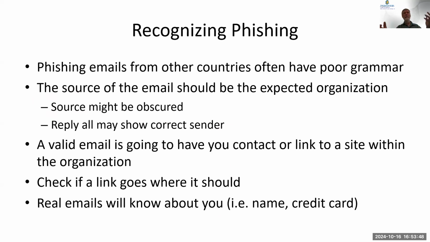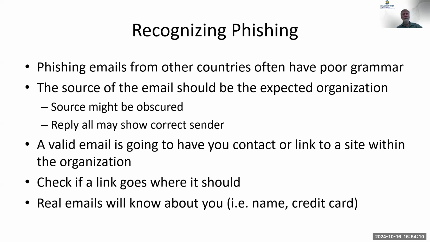Same thing from your banks. You're not going to get a Gmail message from your bank. It's going to be from firstnational.com. If you have a link, the link is going to go to that organization. If you got a message from Acme and it asks you to click on something, it's going to go to acme.com. It's not going to go to someplace else.